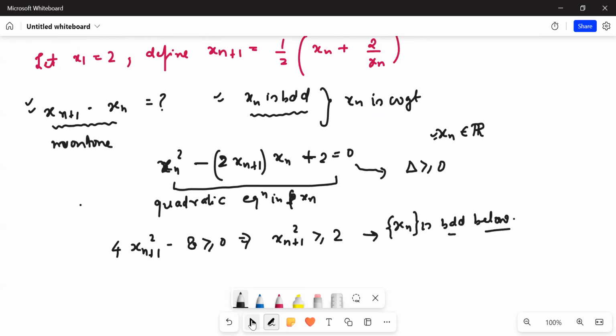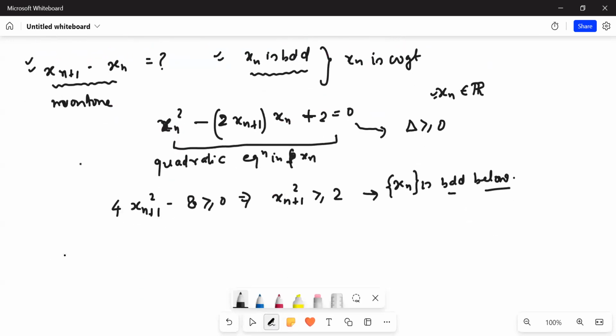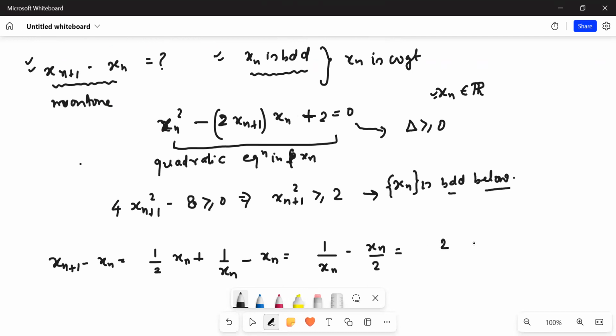Now, what extra information do I need? I need to prove whether my xn is monotone. So if I do xn plus 1 minus xn, what do I get? I get 1 upon 2 times xn plus 1 upon xn, minus xn, which gives me 1 upon xn minus xn upon 2. And from here, I'll get (2 minus xn square) divided by 2xn.